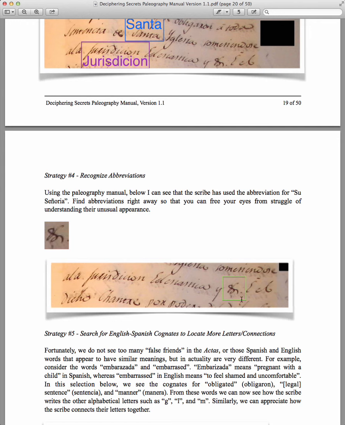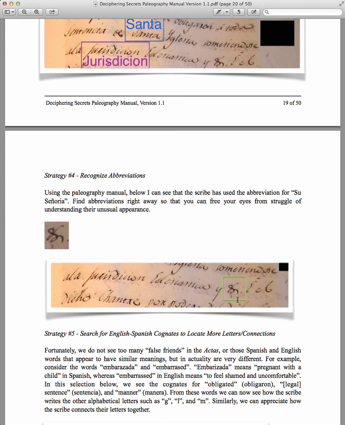So I'll circle them, and here we can see su señoria, that's the abbreviation that we had identified early on. You'll see dichos and things like that. Here, dicho is spelled out, D-I-C-H-O, but sometimes it's not spelled out. We just have the D, the H, and the O. But again, the point is, identify those abbreviations, mark them so that you know right away, oh, that's not something I have to worry about. That's su señoria or su señorio. That's fine.